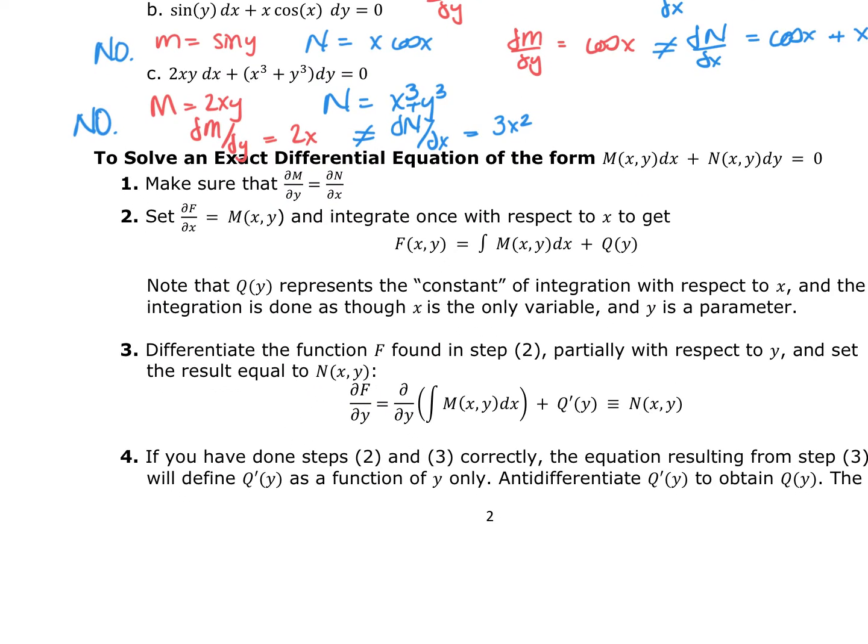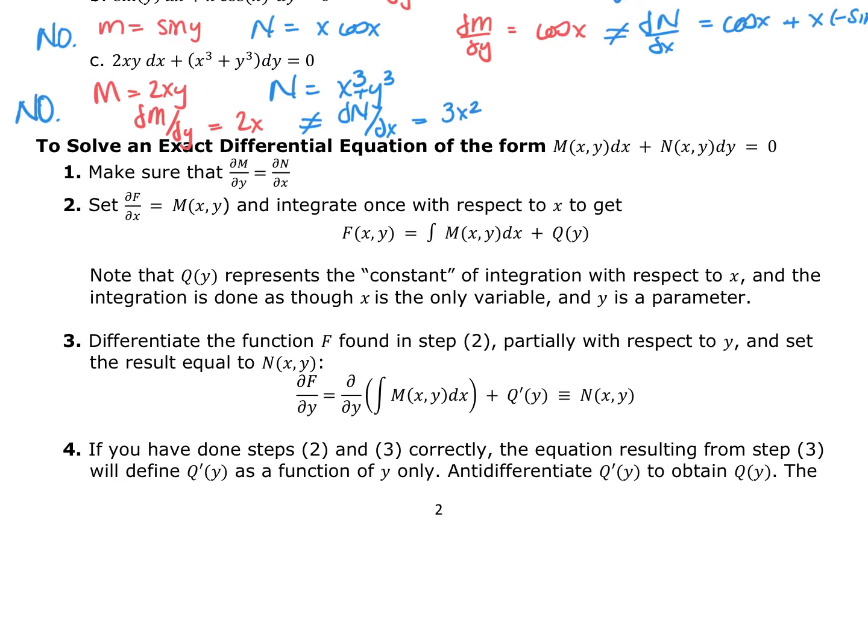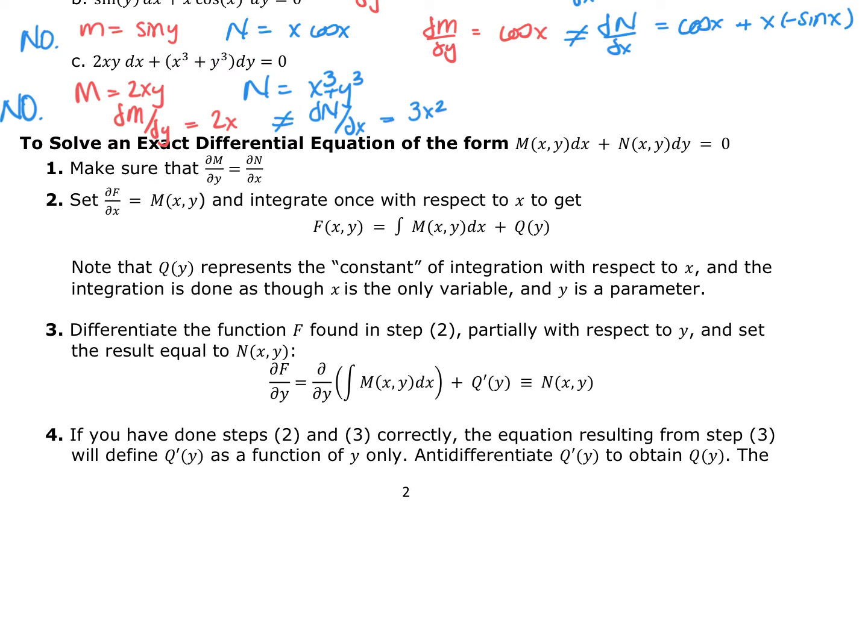then what I do is I say, okay, the partial derivative of f with respect to x must be equal to M of x, y. So then f of x, y must be the integral of M of x, y dx plus some q of y. Now, q of y represents the constant of integration with respect to x. So it can also be just c, but it also could be a function of y, because we know the derivative of any function of only y, when I'm doing the derivative with respect to x, will become 0.